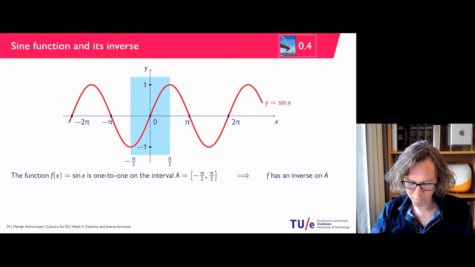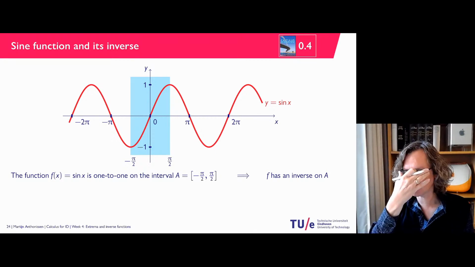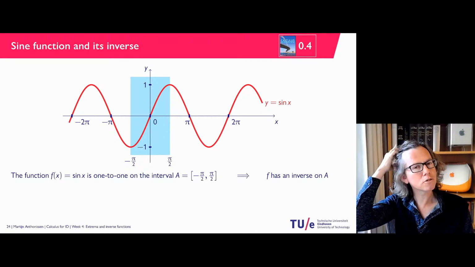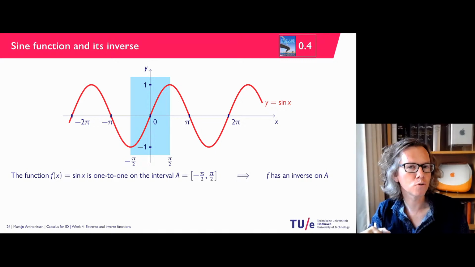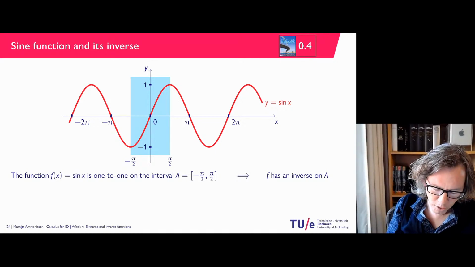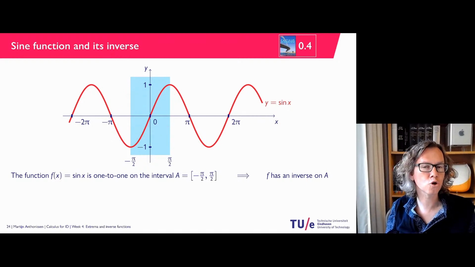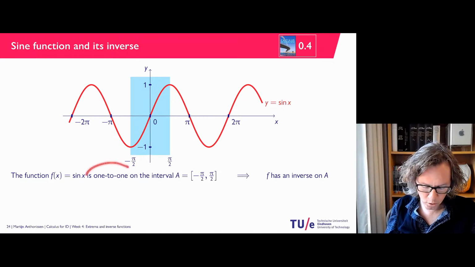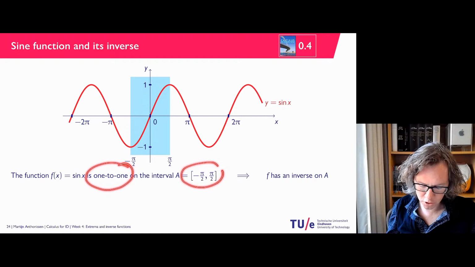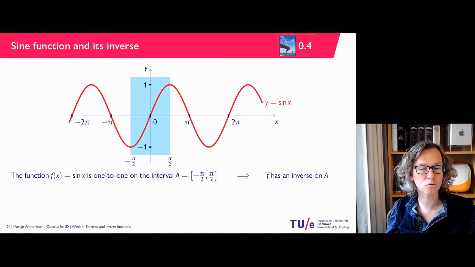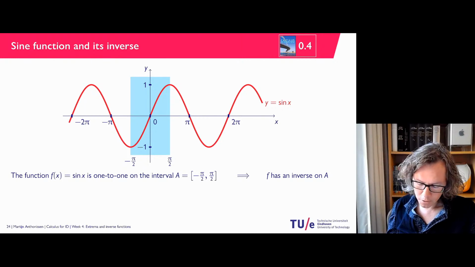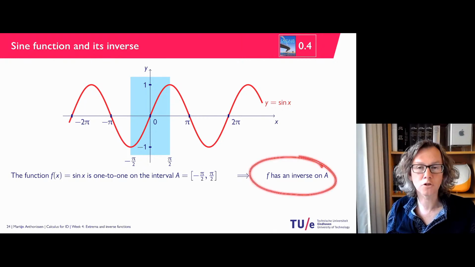So basically, I have put it in a blue box here. In this blue box, the sine function is 1-to-1. If I now draw inside this blue box horizontal lines, you see that each of these horizontal lines crosses the graph only once. So the function is 1-to-1 if we consider it on this interval here, and that corresponds to the blue rectangle that I've shown here. So on this interval, the function has an inverse.